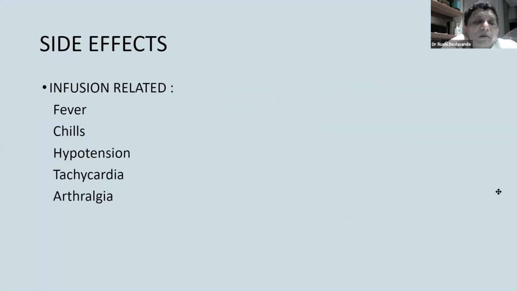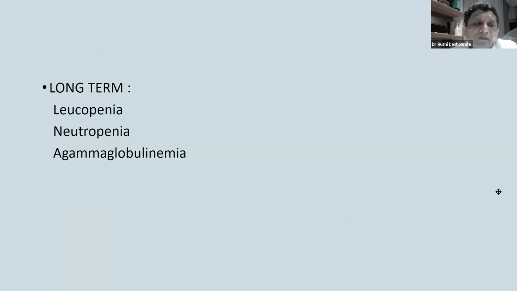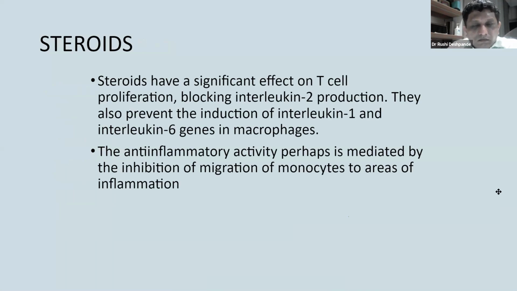Side effects with rituximab are similar. Infusion-related side effects are more or less the same for all the antibodies that we use: fever, chills, hypotension, joint pains, arthralgias, tachycardias, everything is quite similar. Long-term, it is not so common to see leukopenia or neutropenia, but it has been described. And because you're targeting antibody production, theoretically you can get agammaglobulinemia, so absence of gamma globulins, which will increase your risk of getting infection.